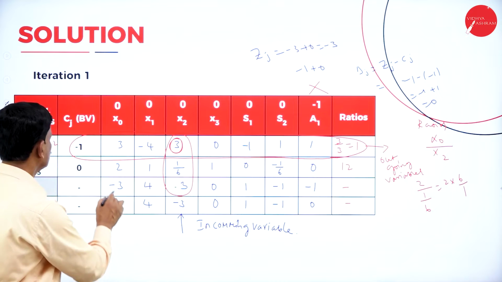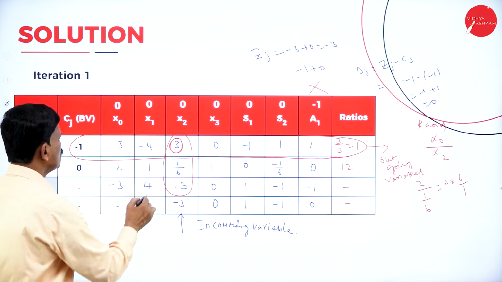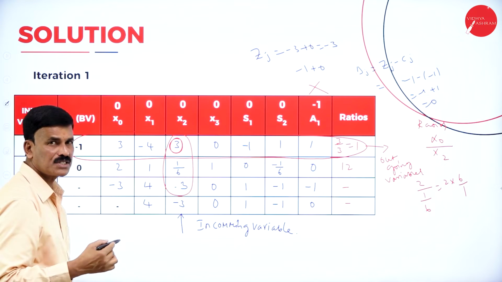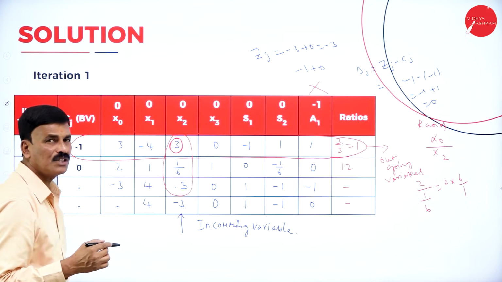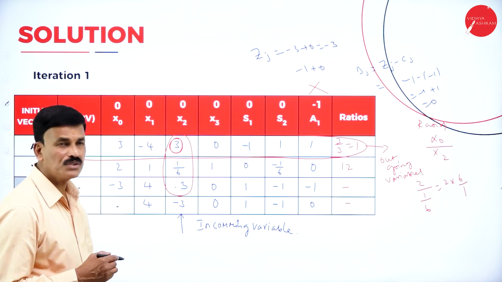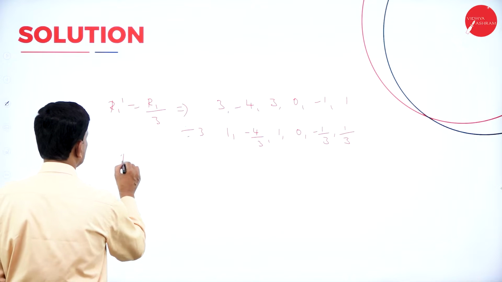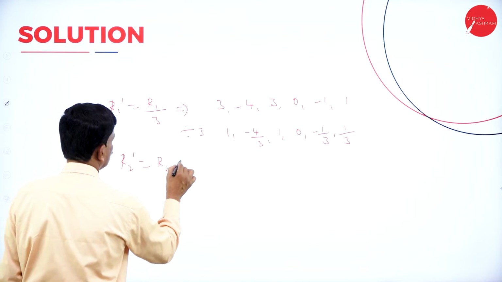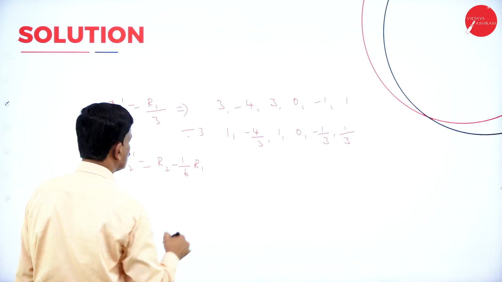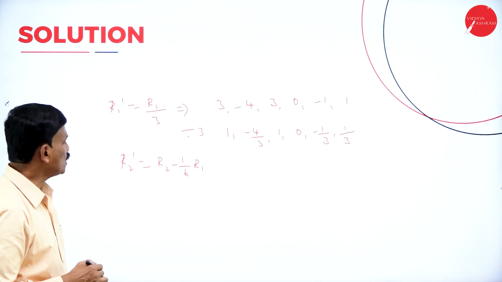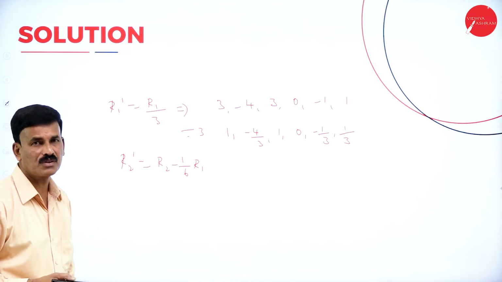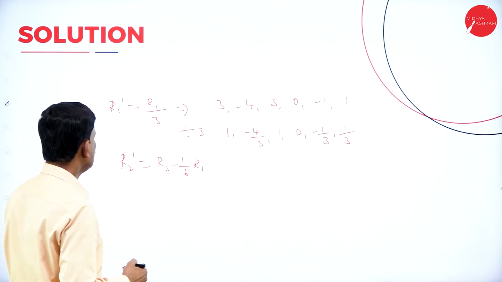Now let us come to the second row, R2 dash. Here this element is converted to 0. For that, what is the operation we are going to use? We are going to use the row operation: R2 dash is equal to R2 minus 1 by 6 times R1. That's it. Now write down the elements of R2.